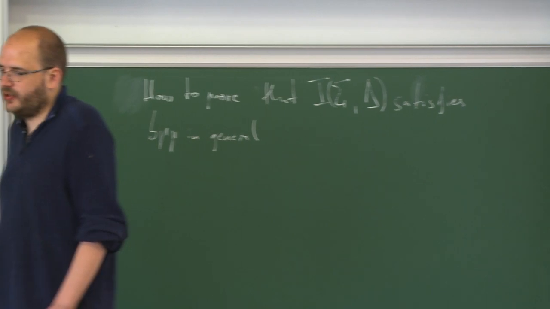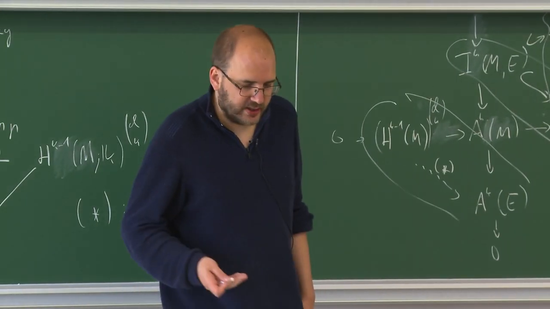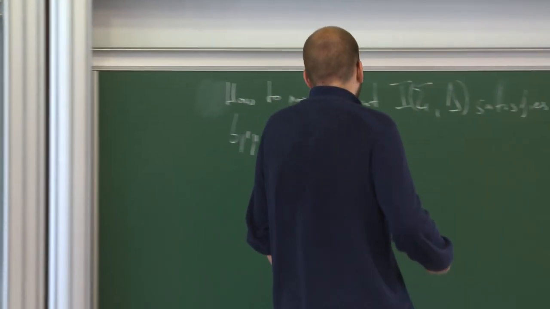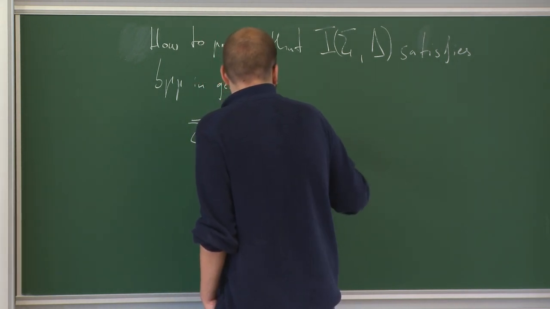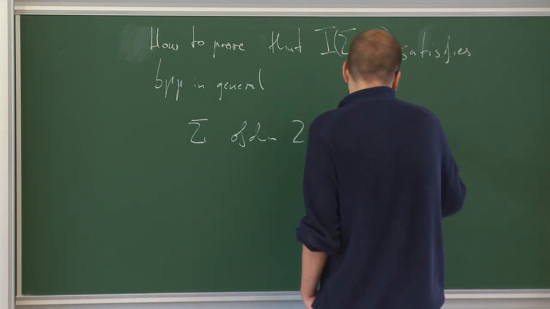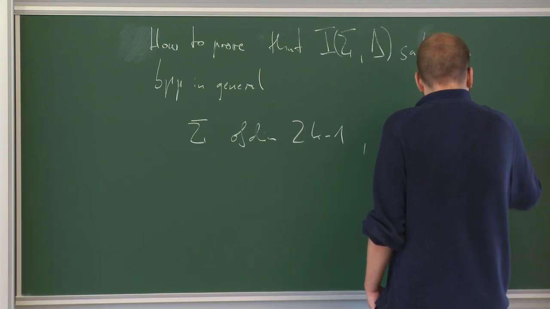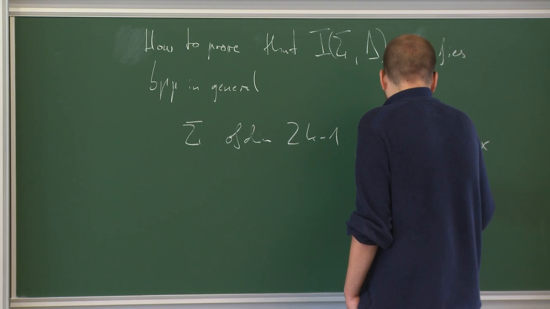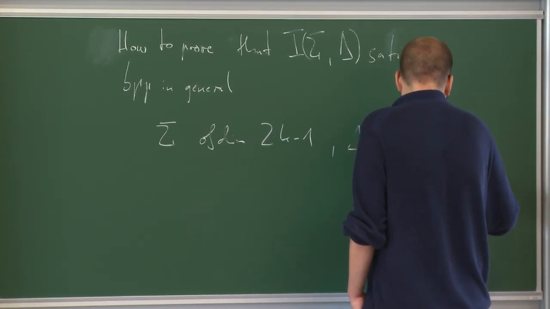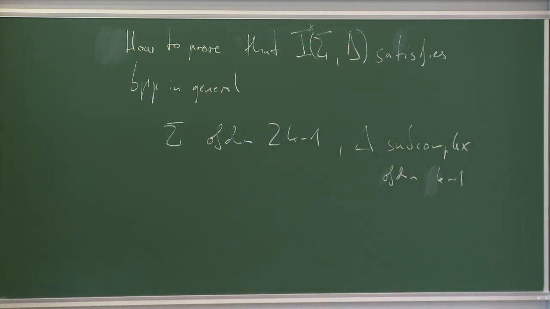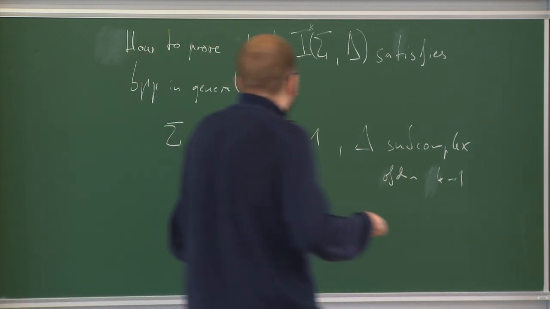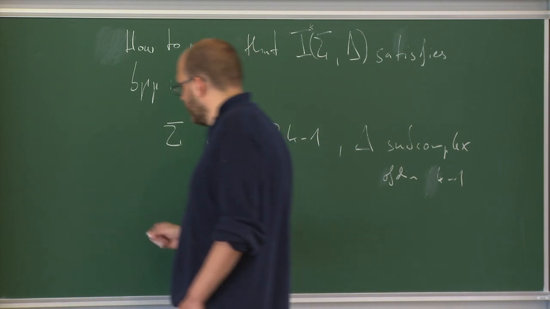I'm again looking at a simplicial complex, a simplicial sphere, and a subcomplex in it. So sigma is of dimension 2k minus 1, and delta is a subcomplex. And really, I can assume that delta is of dimension k minus 1. Why? Because I'm caring about this ideal in degree k, so I'm really only caring about the monomials up to degree k, which means I'm only caring about the faces of the simplicial complex up to cardinality k, which means that I'm only caring about the simplicial complex up to dimension k minus 1.